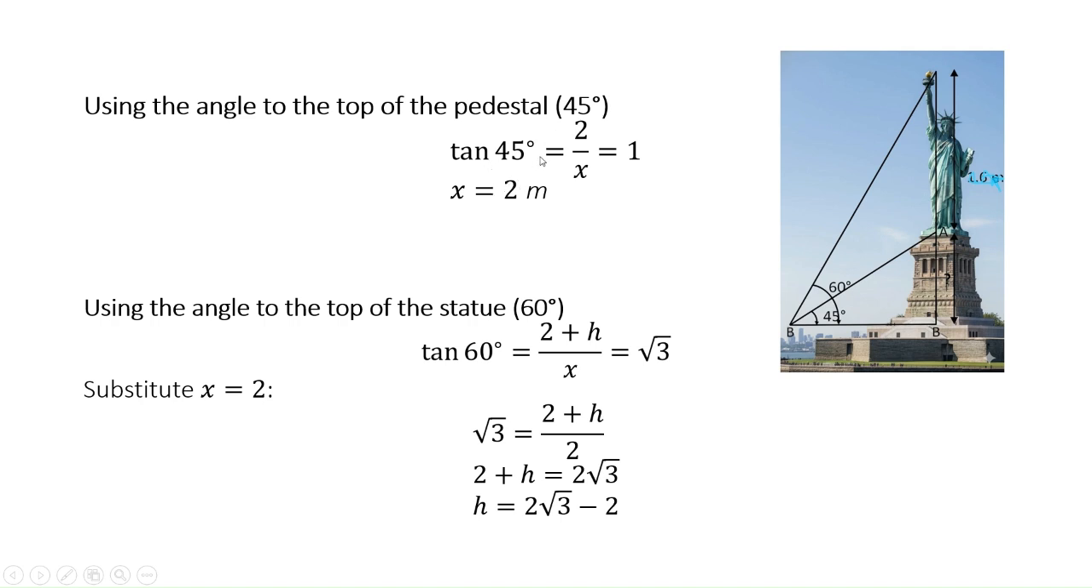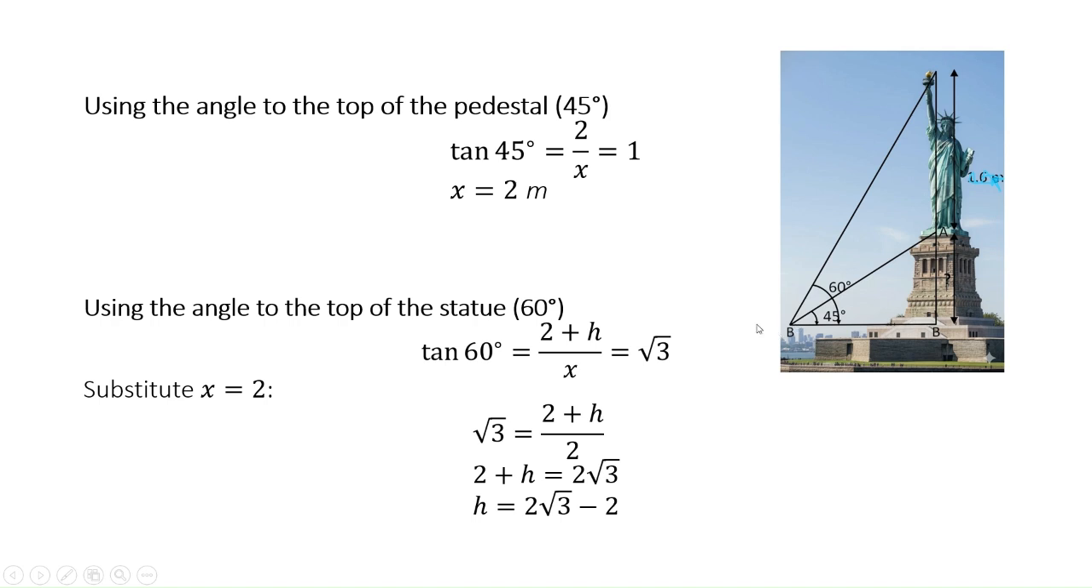So that is what we are writing. tan 45 is equal to 2 by x. What do we know? tan 45 is equal to 1. So 2 by x becomes 1. So x is equal to 2 meters. What is x? x is the distance between the bottom of the pedestal and the point of observation.